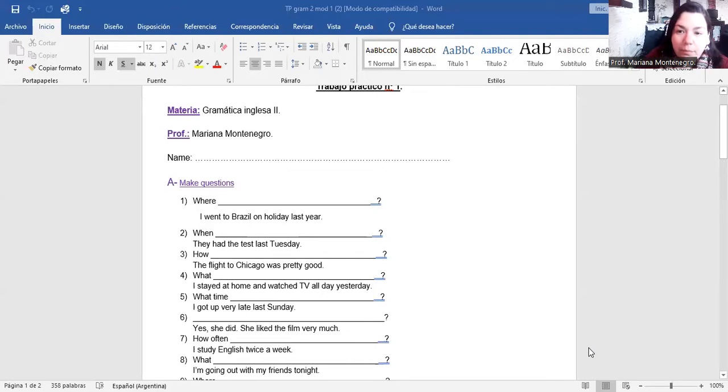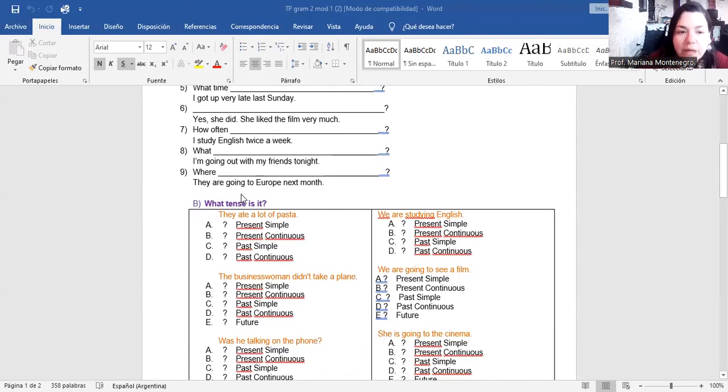Grammar. Well, in the first exercise A, you have questions. You have to make the questions and please pay attention to the tense in which the answer is. Yes. So, I went to Brazil on holiday last year. So pay attention to the tense so that you can ask the question in the same tense.